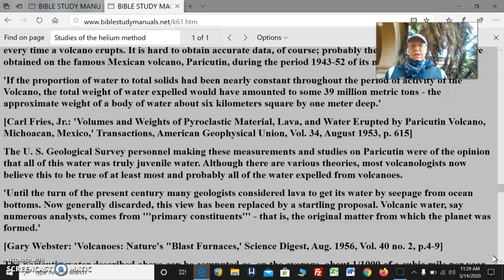So Fries says, the U.S. Geological Survey personnel making these measurements and studies of Pt92 were of the opinion that all of this water is truly juvenile water, although there are various theories. Most volcanologists now believe this to be true of at least most and probably all of the water expelled from volcanoes. Until the turn of the present century, many geologists considered lava to get its water by seepage from ocean bottoms. Now generally discarded, this view has been replaced by a startling proposal. Volcanic water, say numerous analysts, comes from primary constituents, that is, the original water from which the planet was formed.